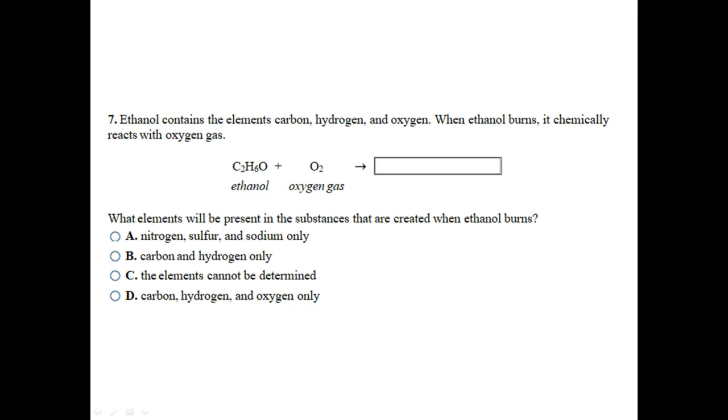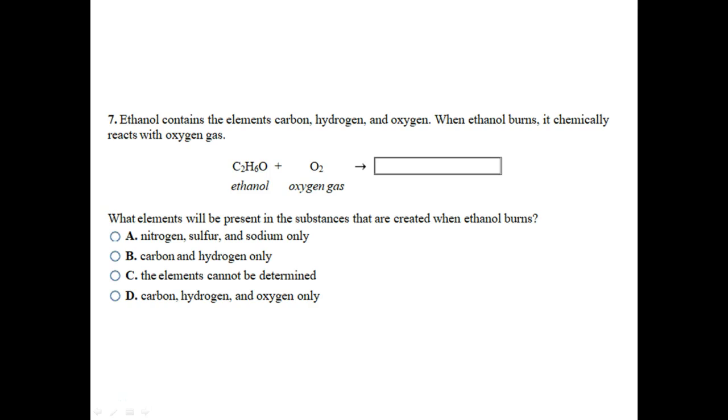Number 7. Ethanol contains the elements carbon, hydrogen, and oxygen. When ethanol burns, it chemically reacts with oxygen gas. What elements will be present in the substances that are created when ethanol burns?